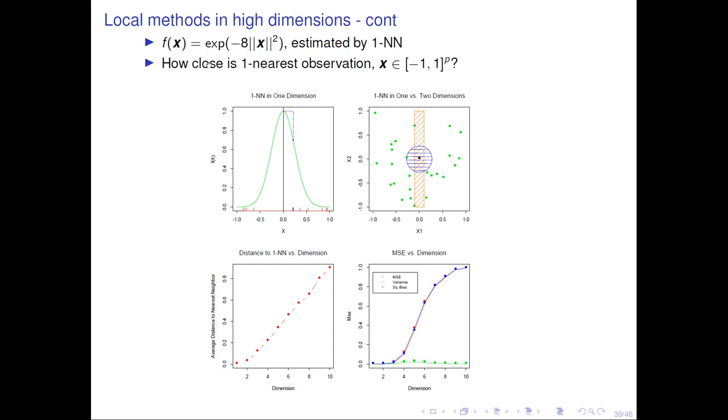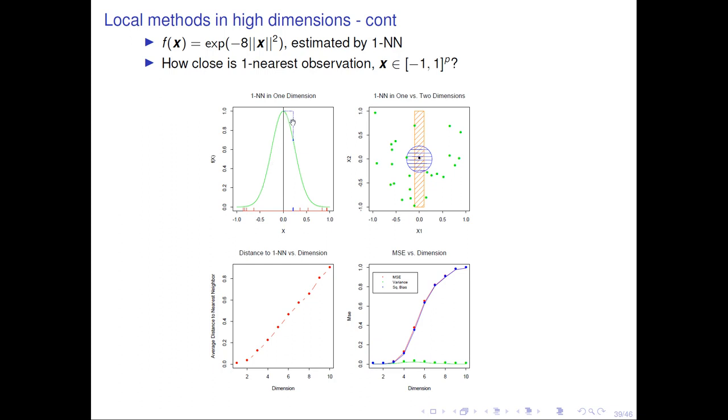So let's go to this setting. This is a more specific setting. Let's assume that we have one function, f of x, which is the exponential of minus 8 times the distance of x to the origin squared. And we want to estimate it by the one nearest neighbor. So we take the nearest point. How close will that point be, now in a cube again? But we have changed it a little bit just to make it symmetric. So now the cube is going from -1 to 1.